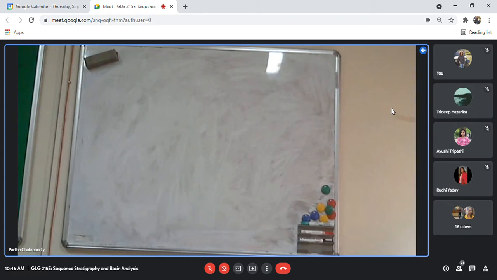And number three, there is sediment starvation, and that is not allowing some of the system tracts to be expressed properly. Sediment starvation, so the system tracts are not getting expressed properly.